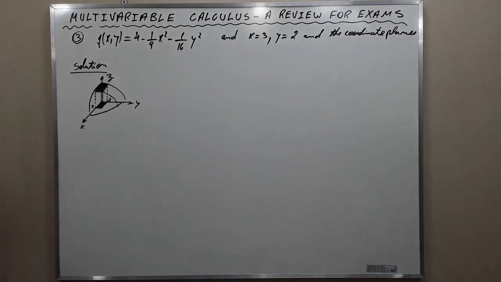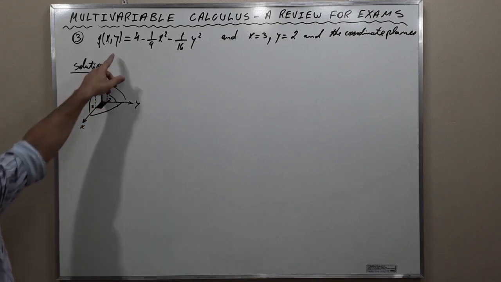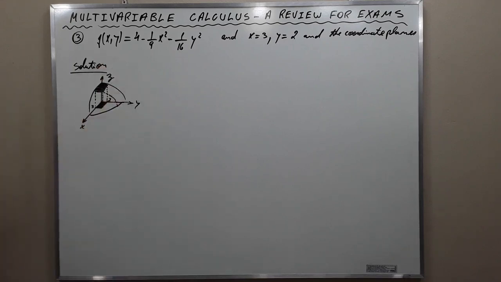Calculate the volume of the solid bounded by f of xy equal to 4 minus a ninth of x squared minus 1/16 of y squared, and the planes x equal to 3, y equal to 2, and the coordinate planes. Okay, let's go to the solution. Firstly, we need to understand the intervals of integration. Okay, and what we are integrating, we need to calculate the volume of a solid. Okay, so what is the solid? The solid is this, okay?